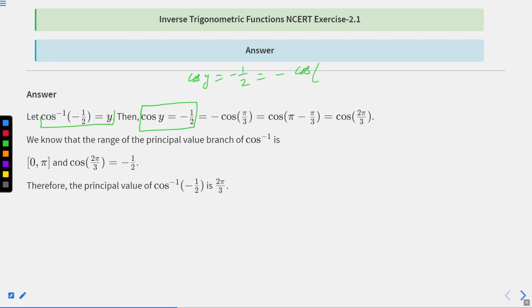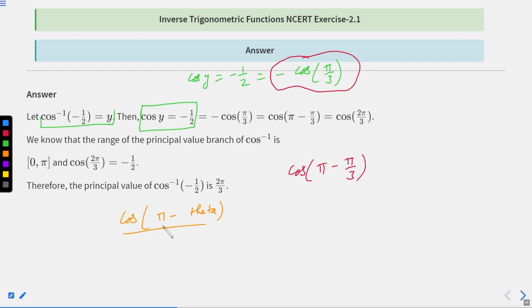Now you can see that minus 1 by 2 equals what? Cos pi minus pi by 3. So whenever you see cos pi minus theta, this will always equal minus cos theta.